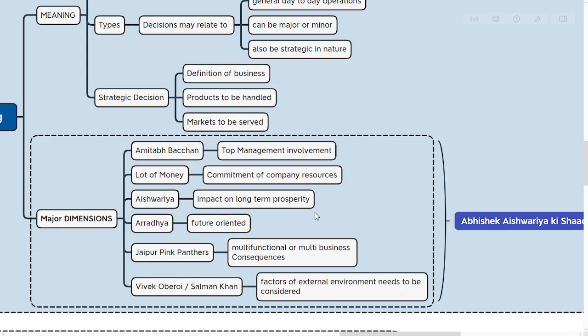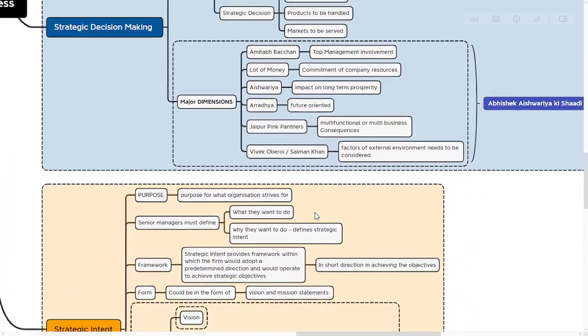Characteristics of the strategic decision making process. What is Amitabh Bachchan? Top management involvement. Lots of money, commitment of company's resources. Aishwarya: impact on long-term prosperity. Aaradhya: future oriented. Jaipur: whether multifunctional or multi-business consequences. Vivek Oberoi or Salman Khan: factors of external environment need to be considered.